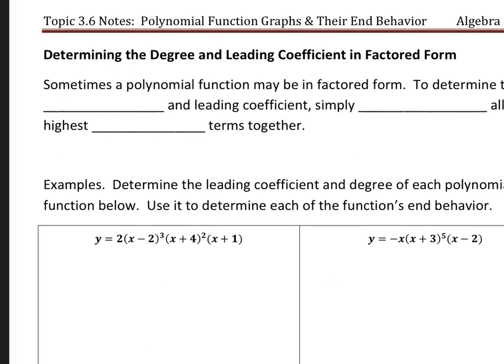Okay, so to determine the degree and the sign of that leading coefficient, if it's already in factored form, all we're going to do is just multiply each of the terms with the highest exponents. So we're going to multiply them all together.